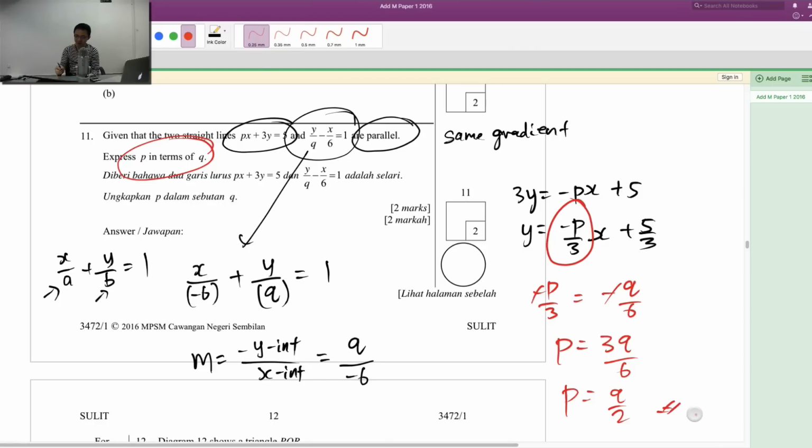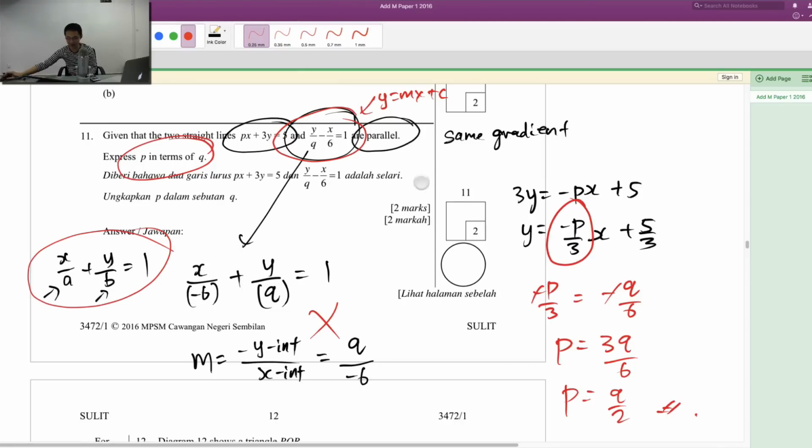Or, let's say you do not like the intercept form, or you might not understand it. Of course, you can do it step by step. You make this one into y equals mx plus c, then you take out the m and do the comparison, and you can still get the same answer, I guess. So far, so good. If okay, then it should be fine.